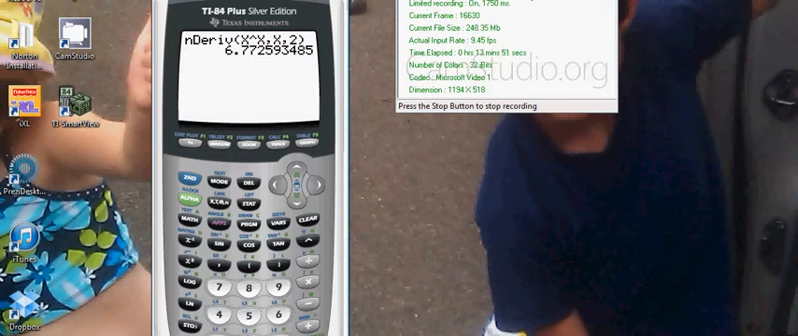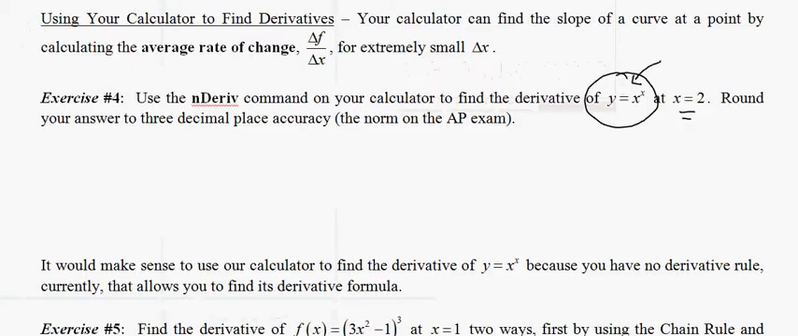6.77259, etc. Now, on the AP, the standard is to give 3 decimal places of accuracy. Now, I'm going to write something down that's absolutely crazy right now. I'm going to say dy dx is 6.773, and I'm going to use the equality symbol. I'm not going to use the approximation symbol, and let me explain why.